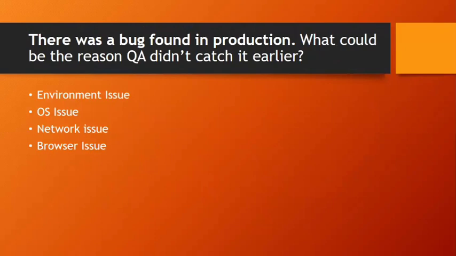Okay. Now, this was also a good question that was asked in an Amazon interview. There was a bug found in production. What could be the reason QA did not catch it earlier? It happens that besides you testing the application, sometimes or most of the times the customer catches the defects that the testing team or the engineering team has not caught at their end. So no need to panic at that time.